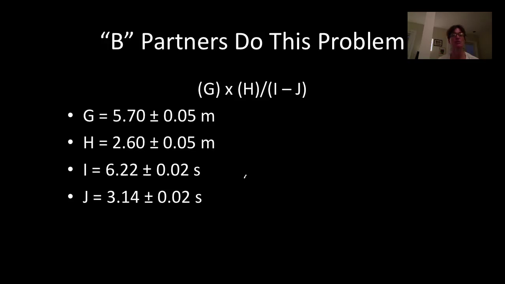All right, B partners, same thing. You're going to be doing this problem. Again, you're going to do your subtraction first, then your multiplication and division, order of operations. And remember, there's a different rule for adding and subtracting numbers that have uncertainties.